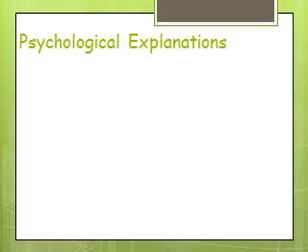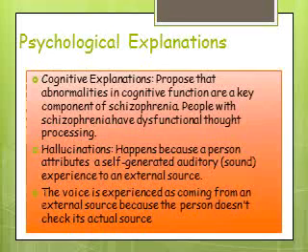So continuing with psychological explanation, now looking at the cognitive explanation. So cognitive explanations state that abnormalities in cognitive function are a key component in the development of schizophrenia. So people with schizophrenia have dysfunctional thought processing. So hallucinations happen because a person attributes a self-generated sound to an external source. So even though they've made the sound themselves, they've misattributed it to an external source. And the voice is experienced as coming from an external source because the person doesn't check its actual source of information.